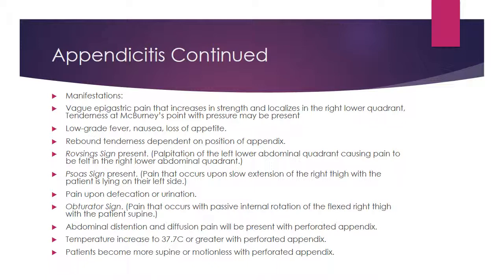These are just some of the symptoms. I'm not going to go through all of them because it is a long list, but basically there's vague epigastric pain that increases in strength and localizes in the right lower quadrant. Tenderness at McBurney's point with pressure may be present. A low-grade fever, nausea, loss of appetite, some rebound tenderness, depending on where your appendix is actually located, because sometimes it can be a few different areas, obviously in the same region, but not always right where it's supposed to be. And also you can have pain upon defecation and urination.